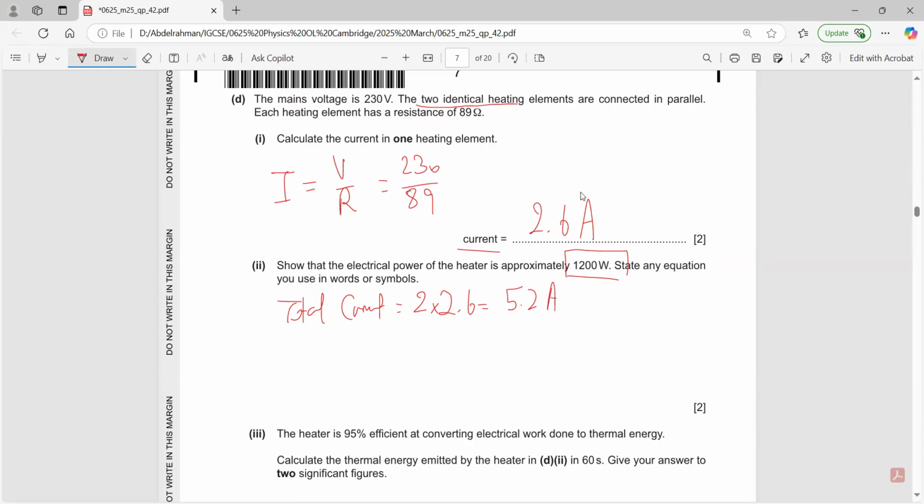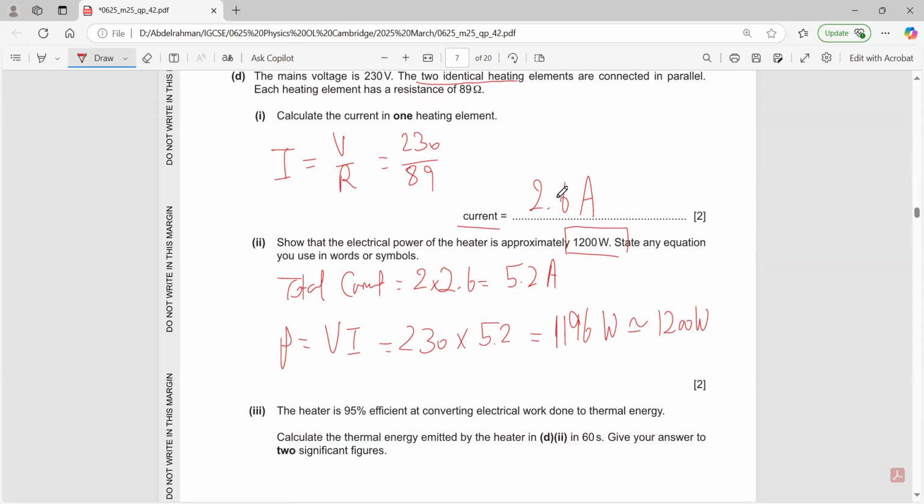Can I find the power? Yes, power equals VI. The voltage, they both receive 230 volts. 230 volts times the current, which is 5.2 amperes, gives you a total power of 1196 watts, which is almost equal to 1200 watts.